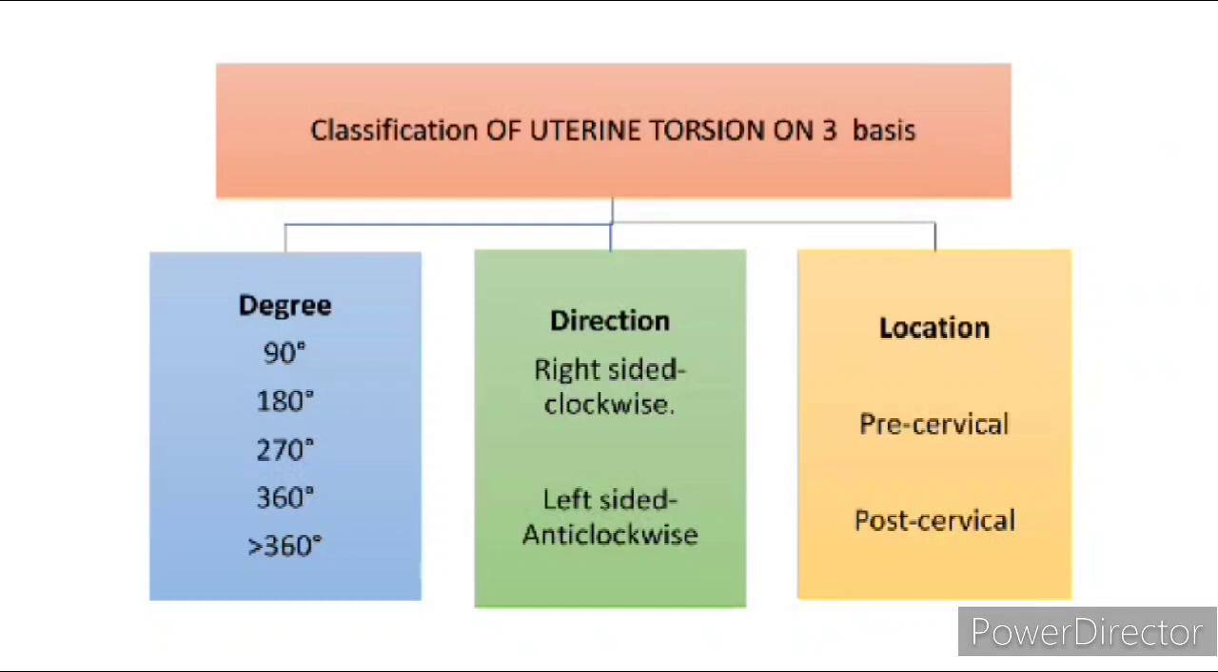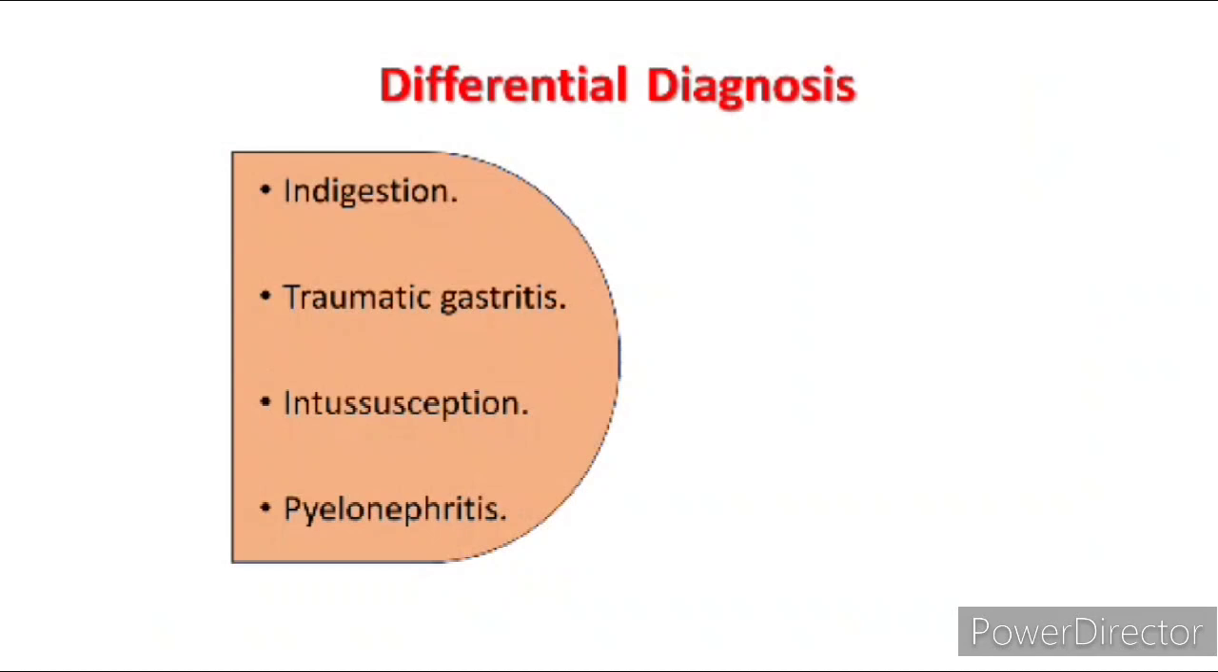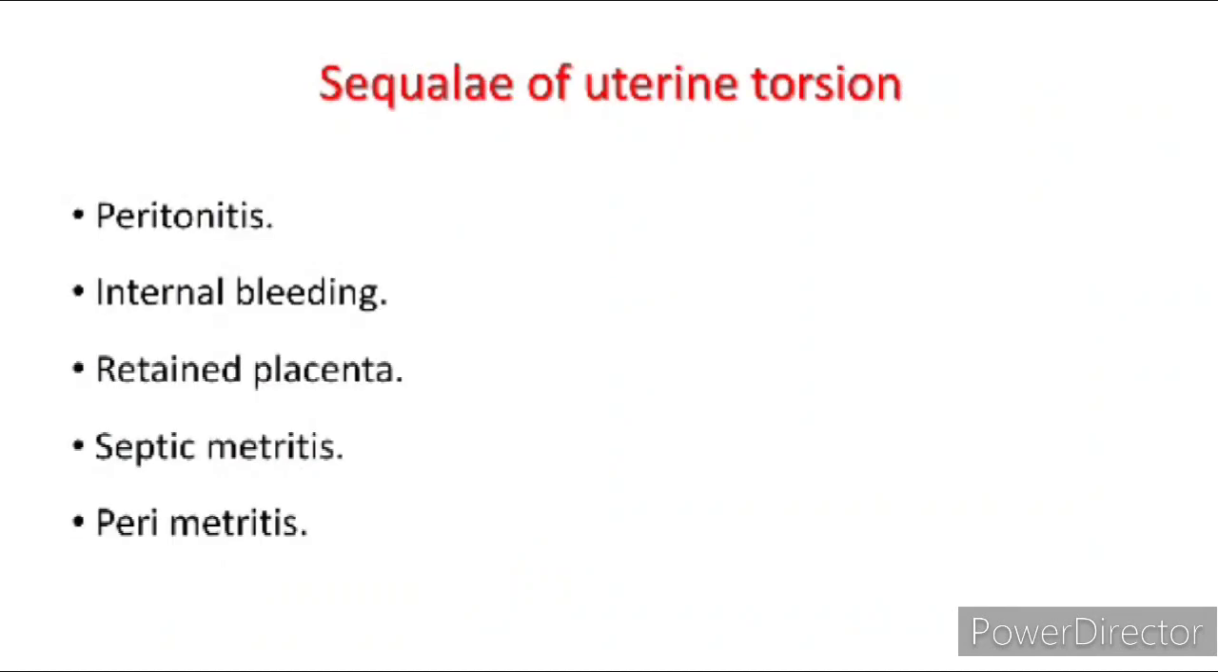Okay, so you should know the classification, and I would say you should read this topic of uterine torsion very well, because in your university exams many questions come from this topic, and a long question may also come. We can differentially diagnose this clinical case from many other diseases like indigestion, traumatic gastritis, intussusception, pyelonephritis. Other sequelae of uterine torsion can be peritonitis, internal bleeding, retained placenta, septic metritis, perimetritis.